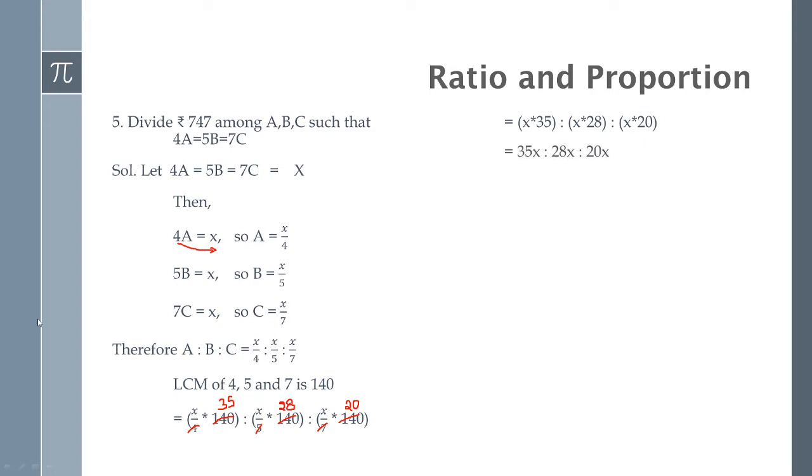That is nothing but 35x is to 28x is to 20x. Now I got the answer actually. It's 35 is to 28 is to 20.